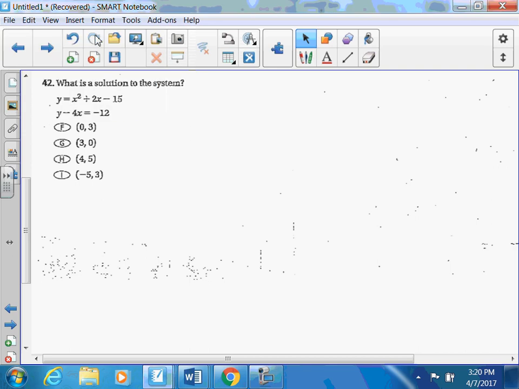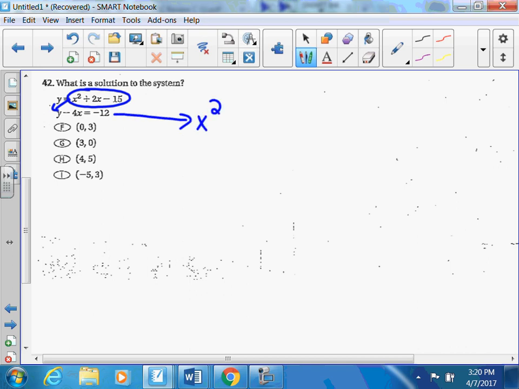42, what's the solution to the system? So finding the solution to the system, we can do substitution. We're going to take this right here and plug that in for y there. If I do that, I get x squared plus 2x minus 15. That's what this y is. And then minus 4x equals negative 12.